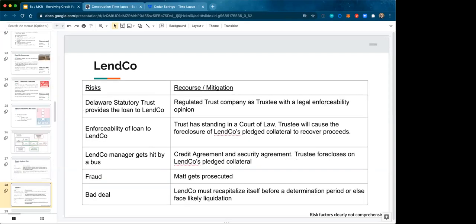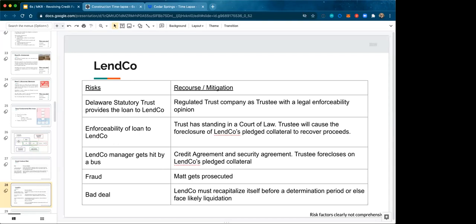Same thing on the Lenco side. If there's a risk, we've mitigated the risk related to having a trust that's providing a loan by implementing a trustee with legal enforceability. And the same component applies to all of these: for enforceability of the loan, a trust has a standing in a court of law. The trust can cause the foreclosure of any pledged collateral to recover proceeds. And one of my favorites, Lenco manager, me, gets hit by a bus, right? The trustee still always has the ability to foreclose.